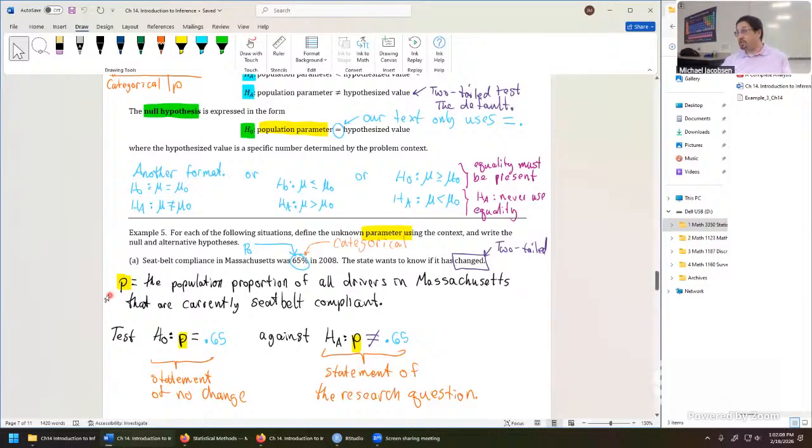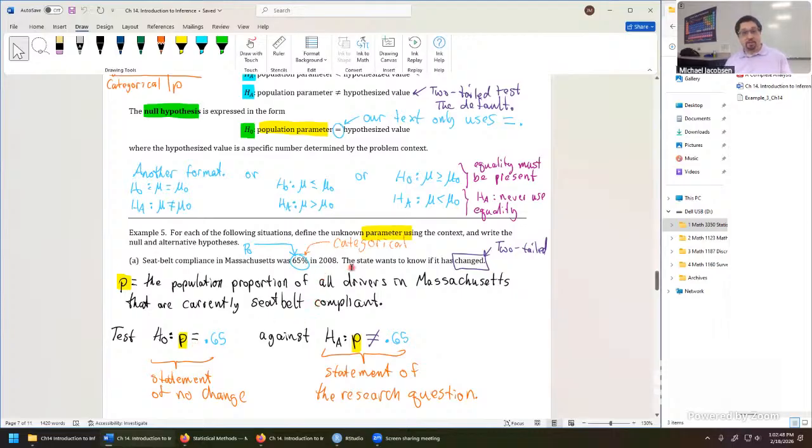You have to first say, what is your parameter? In this problem, the parameter was p because we had categorical data. It could be mu if it was quantitative data, or there could be several parameters at once, maybe two or more means, two or more population proportions, and so on. Then the null hypothesis for these data was a statement of seatbelt compliance was 65% in 2008. And that's our statement of no change, that in 2026, we have the same amount of seatbelt compliance in Massachusetts as we did almost 20 years ago, 2008.